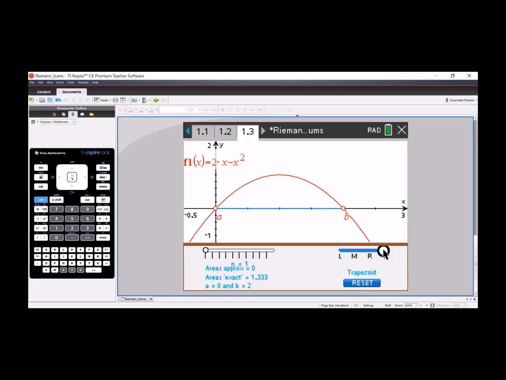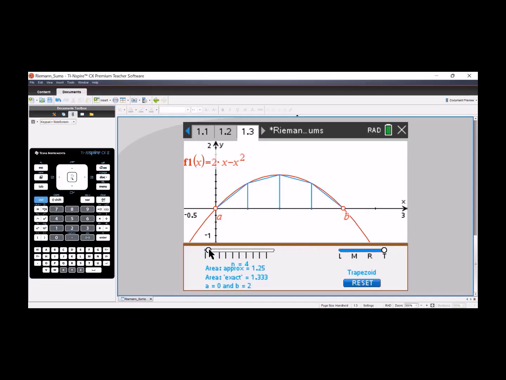Now, we did where n was 4. So I'm going to take this slider and I'm going to drag, and notice underneath it says n is 4 here. I'm going to drag it and I can see 1, 2, 3, 4 right rectangles. So they got the answer 1.25 for the right. The midpoint, they got the answer 1.375, same as us, right, and trapezoid.